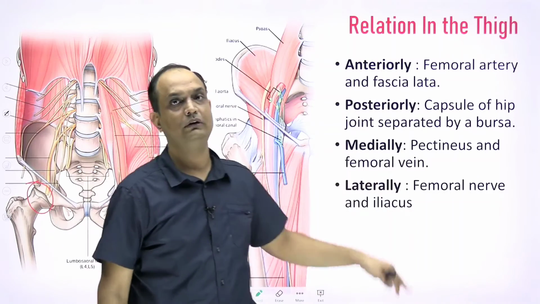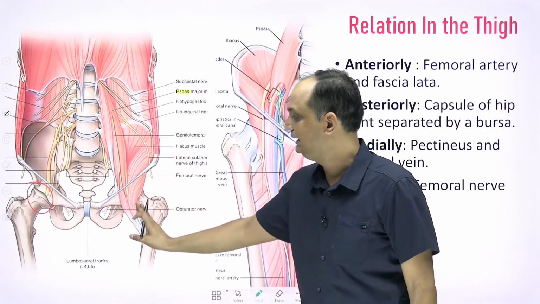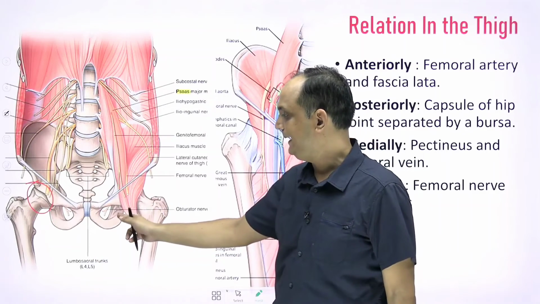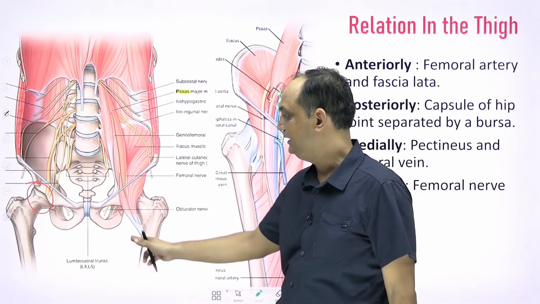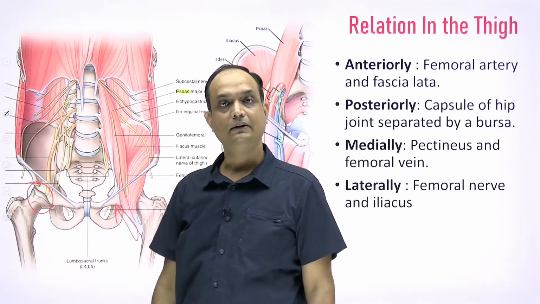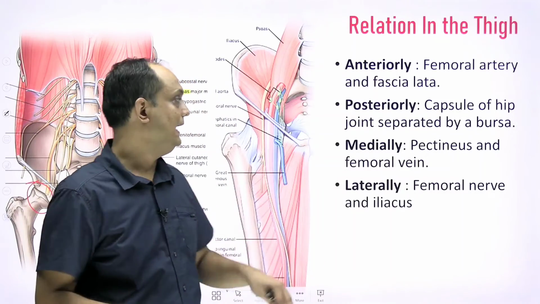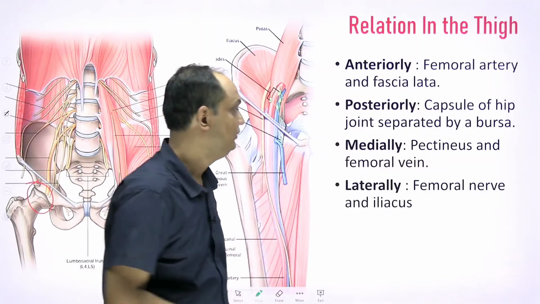Now medially what you will have? Now medially, when you will see the floor of the femoral triangle here, you are having the four muscles: iliacus, psoas major, pectineus and adductor longus. That means the pectineus muscle comes here on the medial side of your iliopsoas tendon. So laterally you will have iliacus, medially you will have pectineus. And what is the other thing you have laterally? The femoral nerve.